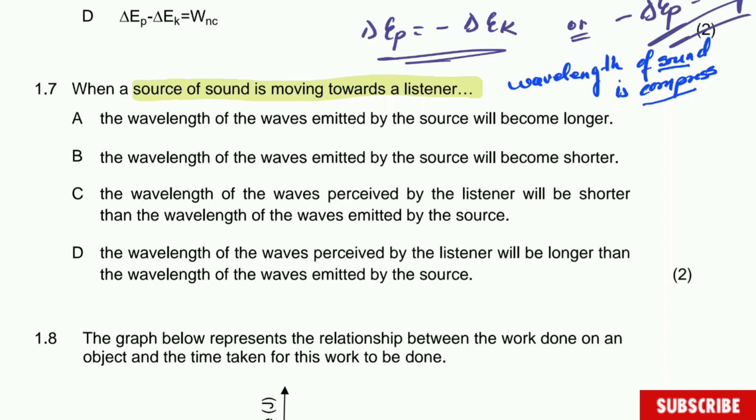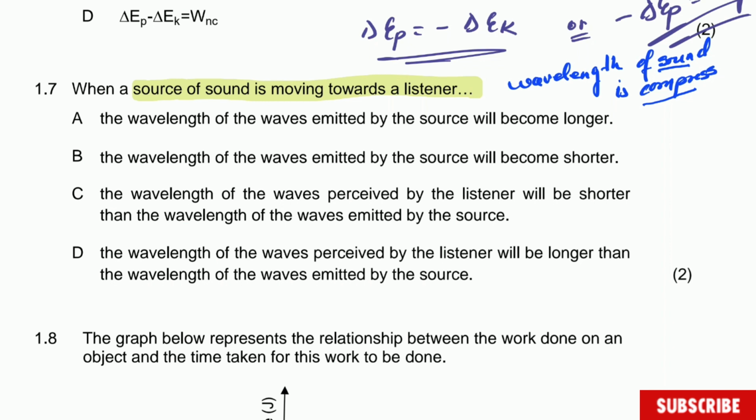All right? And as a result of this, the listener is going to detect a higher frequency. So the listener is going to detect a sound wave with a shorter wavelength because the source is moving toward. Okay, but the one that is going to change is the one that is detected by the listener. So let's go to the answers because it's quite tricky.